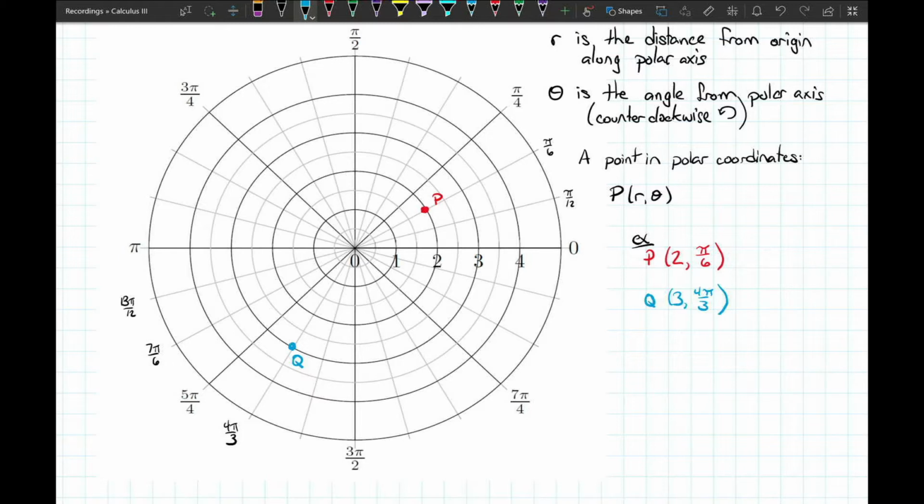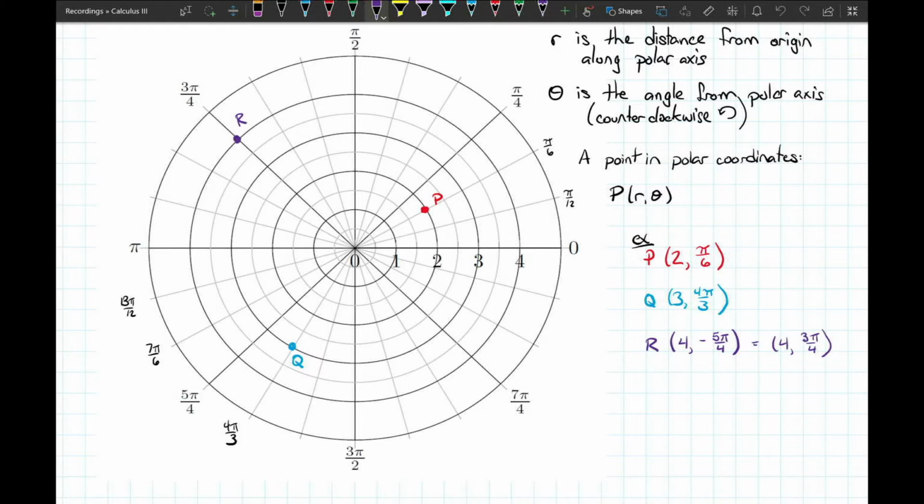Let's look at the point capital R at the coordinates 4, negative 5 pi over 4. Whenever we see a negative theta, that means we're going to be traveling in our opposite direction, which is clockwise. So traveling clockwise 5 pi over 4, and we need to travel 4 units outward. 1, 2, 3, 4. And you'll notice that that point, capital R, can also be expressed as 4, 3 pi over 4. So unlike Cartesian coordinates, any given point may have more than one representation.